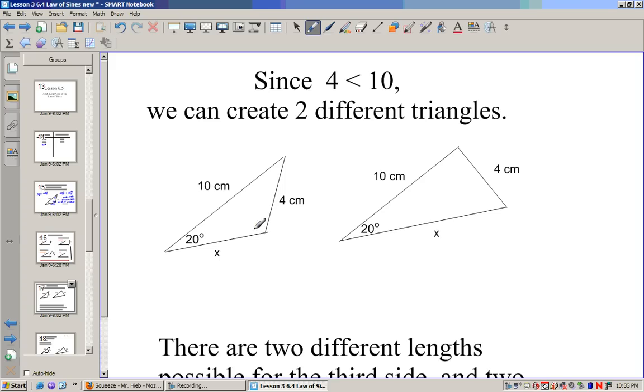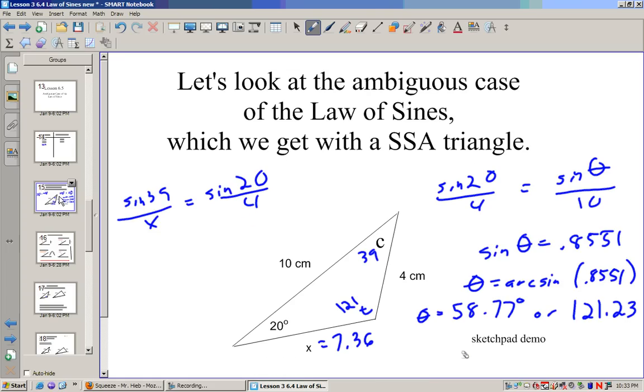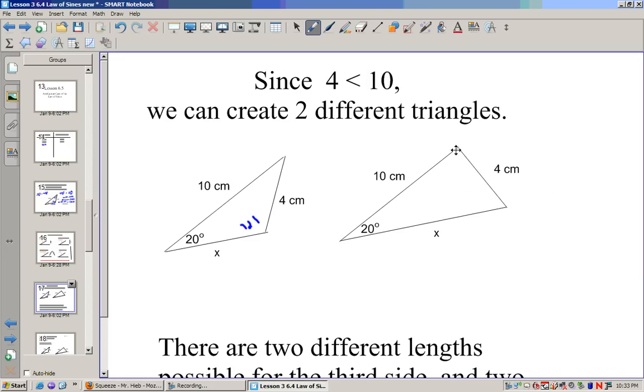Now, in that situation, there's two different triangles that could be created. We could have created this one where we got the 121, or the other one was about 59, and that would have happened if this was swung out here. So we'd have 59. So there's two triangles that can be created with these values, 4, 10, and 20. And I could draw them both on the same triangle. That 4 could be there or there, and these two are still the same. So there's two different answers we can have for x.